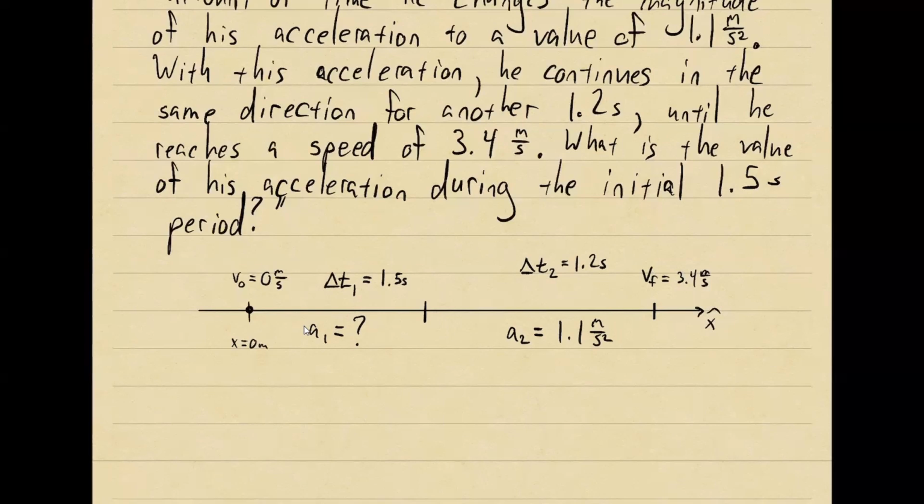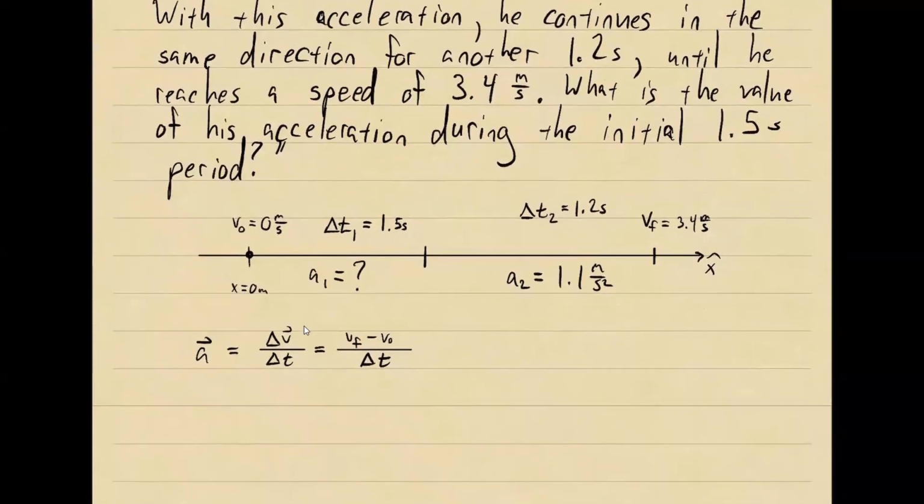So this is a two-part problem where each part is now an example of a constant acceleration situation. So what we're going to do is make use of the average acceleration equation, which is that the average acceleration is equal to our change in velocity divided by our elapsed time, delta t. So this is just equal to our final velocity minus our initial velocity, divided by the elapsed time.